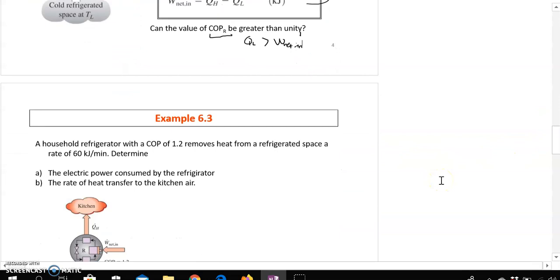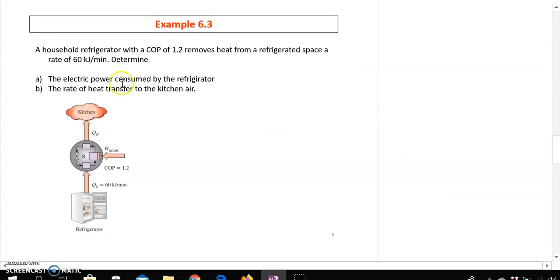Okay, let's try an example. A household refrigerator with a COP of 1.2 removes heat from a refrigerated space at a rate of 60 kJ per minute. Determine (a) the electric power consumed by the refrigerator, which is your W net in, and (b) the rate of heat transfer to the kitchen air. Part B is asking for your QH, the kitchen air.